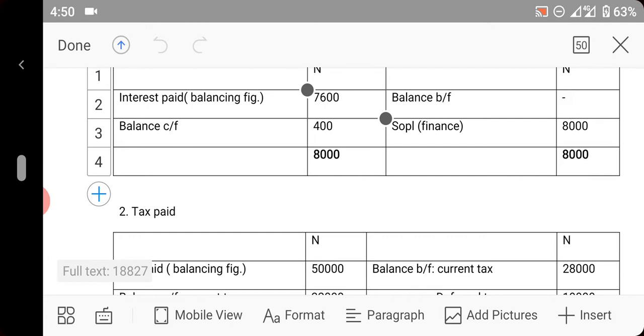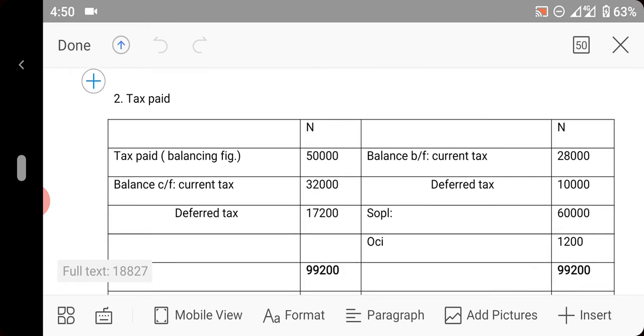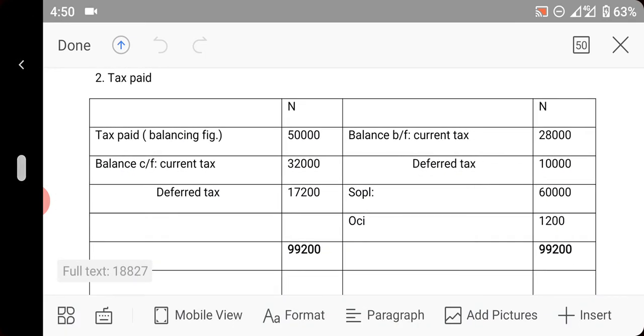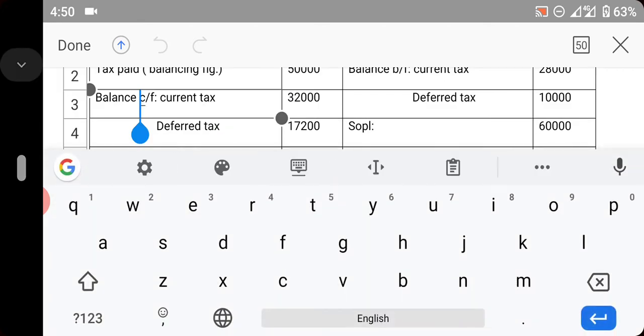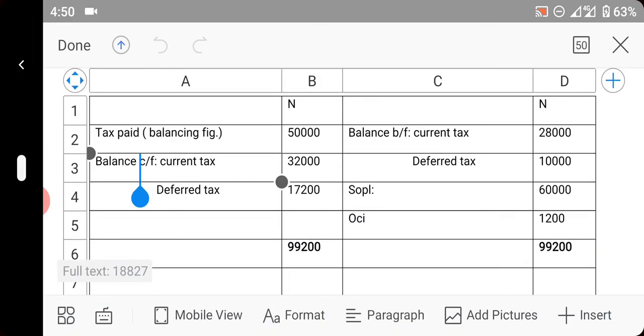All right. So move down to tax. Tax is a liability item. So the balance brought forward of tax will be at the credit side. You can see it. So current tax and deferred tax, you see that in your balance sheet. So if the balance brought forward is here, that means the balance carried forward is going to be here. Look at it. The balance carried forward will be here. Then the tax you paid in the statement of profit or loss will be reflected here.